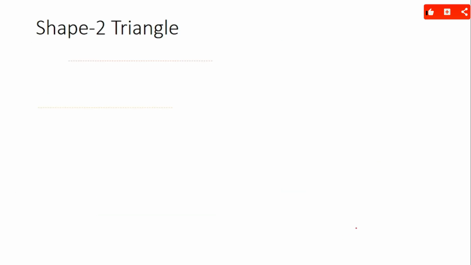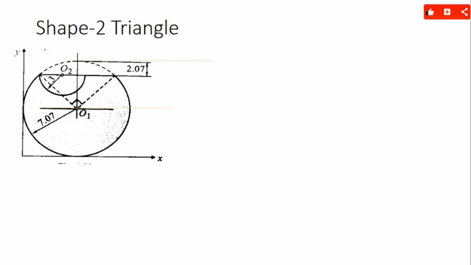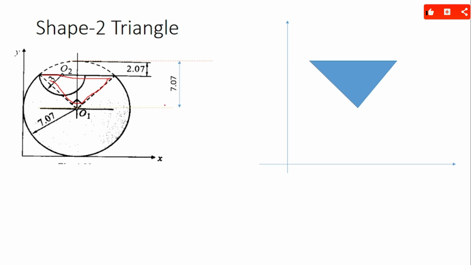Now we'll go to the second shape, triangle. So triangle is located here. So we'll draw it on a graph. So this is the location of the triangle. So total height or radius from this point is 7.07 and the above distance is 2.07. So the height of this triangle from this point to this point is equal to 7.07 minus 2.07, that is 5 centimeter.